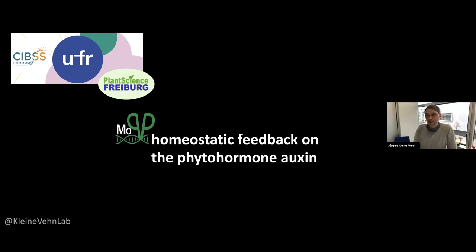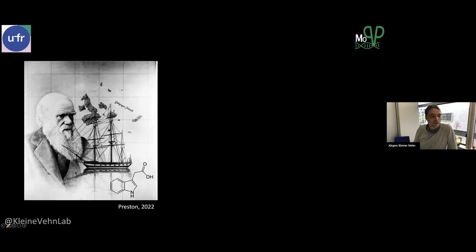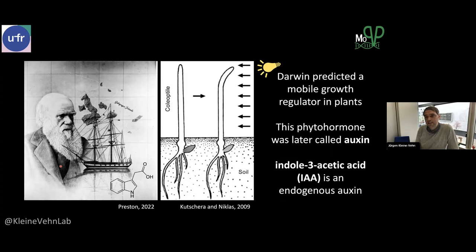And we heard already quite a bit about evolution before in this talk. And I think then it makes sense to get back to the godfather of evolution, to Darwin. But what is maybe less known is that Darwin was not only looking at animals, but he also liked to work on plants and look at their adaptation. And he had some contributions to a little molecule that is indole-3-acetic acid, because he envisioned that there is actually a mobile growth regulator in plants.